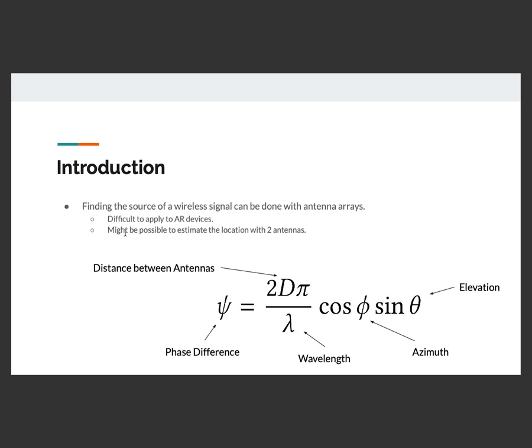But we found a paper that suggests that you might be able to estimate the location using just 2 antennas. And this depends on this equation. We find that these left 3 variables we actually know. The phase difference is the difference in timing when the 2 signals arrive at the 2 antennas. The distance between the antennas is fixed, and the wavelength is known for a lot of things like 802.11 Wi-Fi. So the things that we really need to know in order to actually locate the signal are the azimuth angle and the elevation.